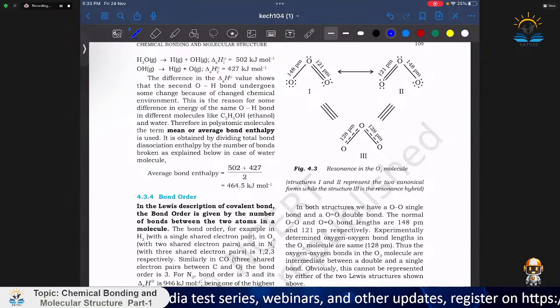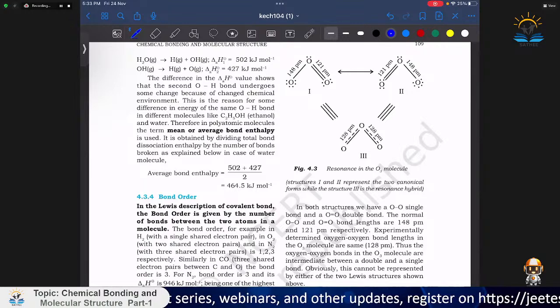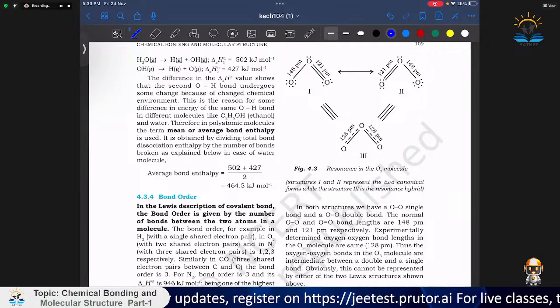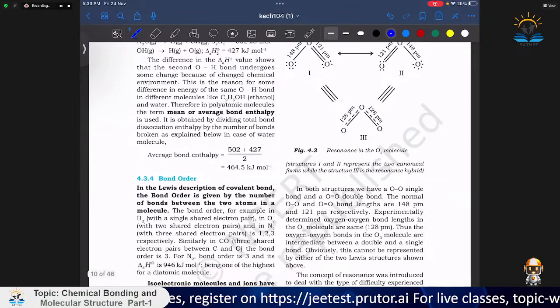Next, we have bond order. Bond order is the number of bonds. See, in the H2 molecule, it has 1 bond. In an O2 molecule, it has 2 bonds, so the bond order will be 2. In the N2 molecule, 3 electron pairs are there, so there will be 3 bonds.